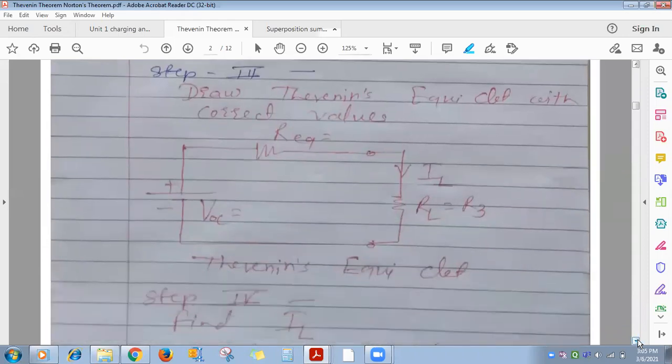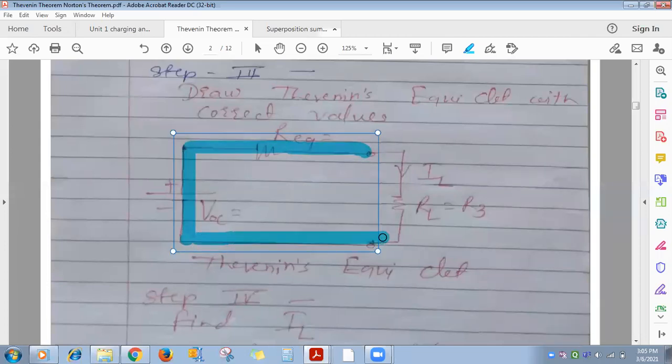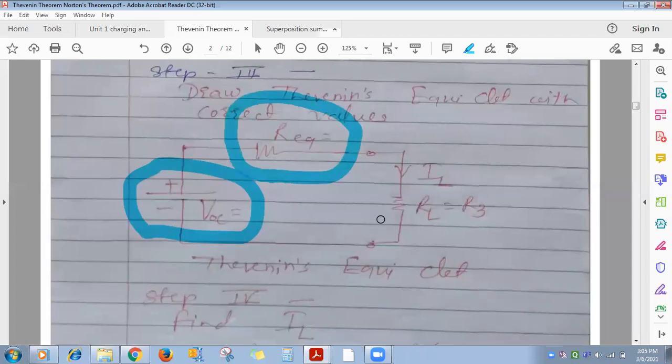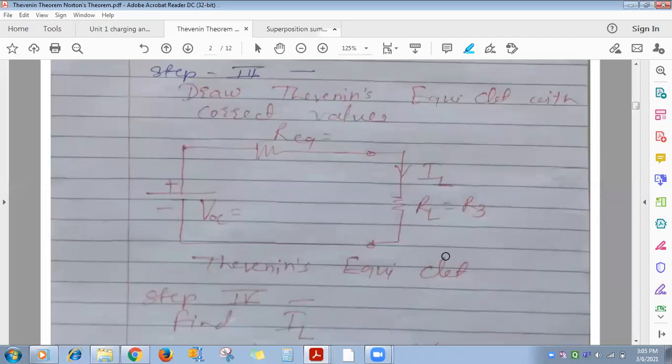What's about the third step? Draw Thevenin's equivalent circuit. What is Thevenin's equivalent circuit? VTH in series with RTH, and across these two terminals A and B, it's a load resistance. Clear? So VTH you can denote by VOC also, RTH you can denote by R equivalent also. Clear to all of you? Thevenin's equivalent circuit, everyone can draw it. Can everyone draw? Yes, ma'am.